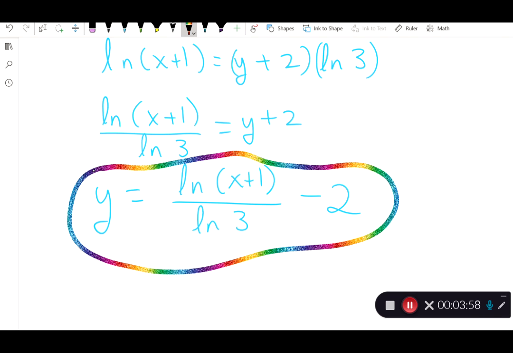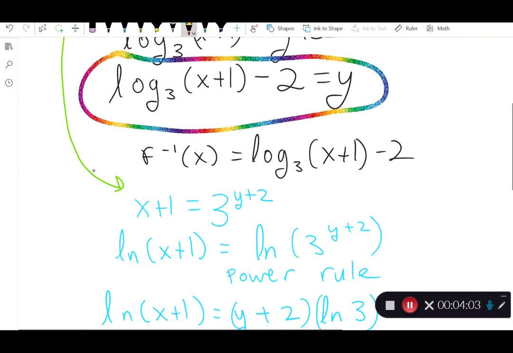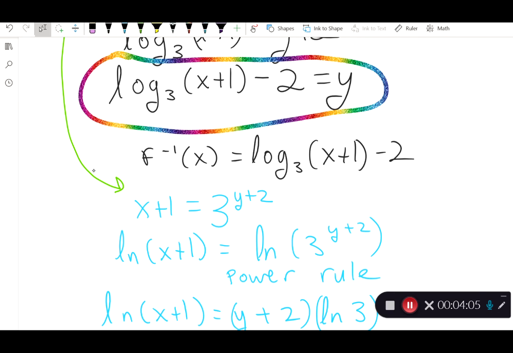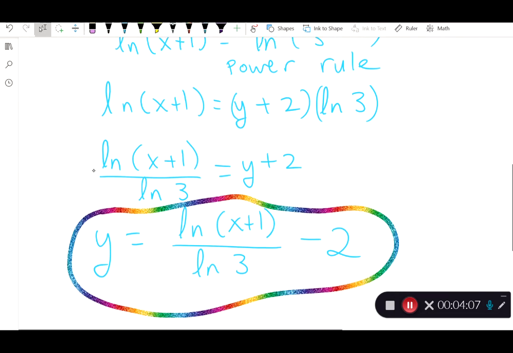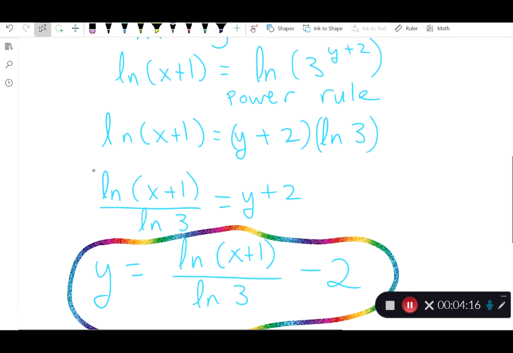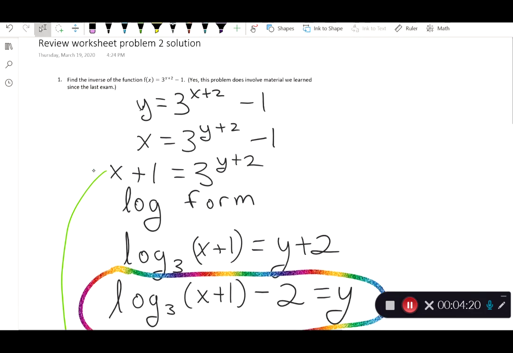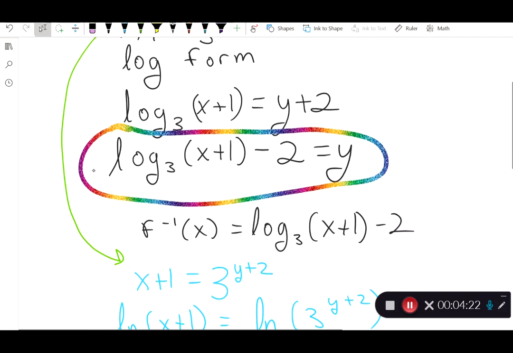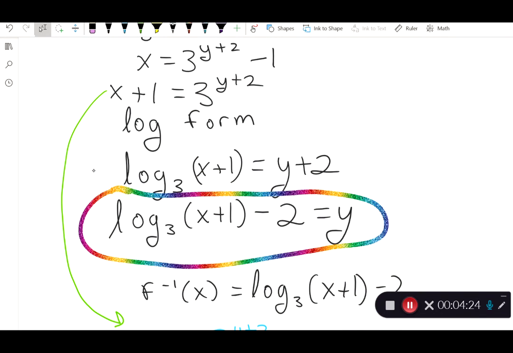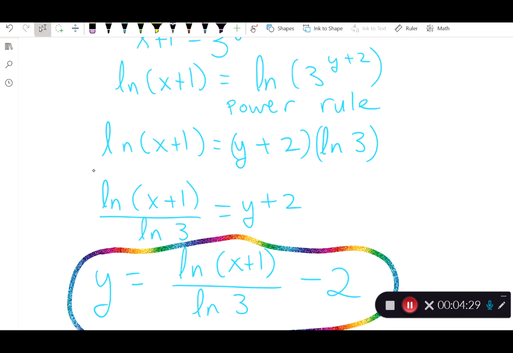These look like different answers, but they're actually equivalent to each other. So if this was an exam, either of these answers would get you 100% credit. All right. So on an exam, also be sure to explain your steps, such as that you're changing it to log form, or you're using the power rule, for instance.